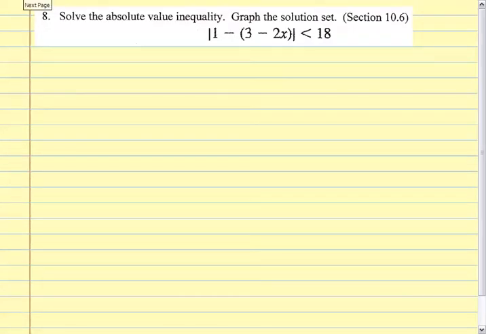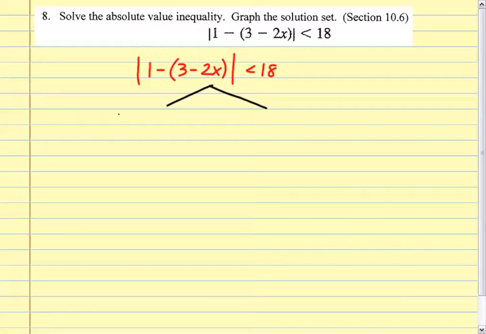Well, Bella, what do you think? Absolute value of 1 minus parentheses 3 minus 2x, close parentheses, close the absolute value, less than 18. Since the thing on the left is all in absolute value, we can branch it off into 2. We can break it into two inequalities. So 1 minus parentheses, all that stuff, is less than, not or equal, less than 18. And then on the other side, the same, but it's greater than negative 18.